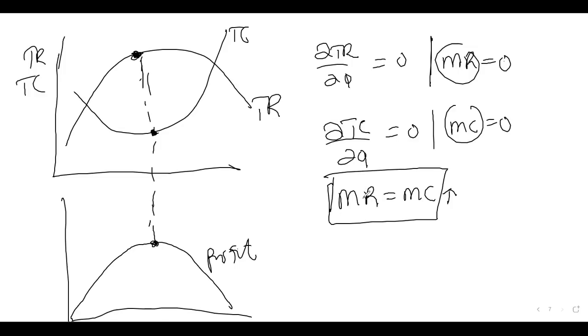Please, it is not when price is equal to marginal cost. That one is for a perfect competitor. But for a monopolist, it is when marginal revenue is equal to marginal cost. Okay, that is the profit maximization point for a monopolist.